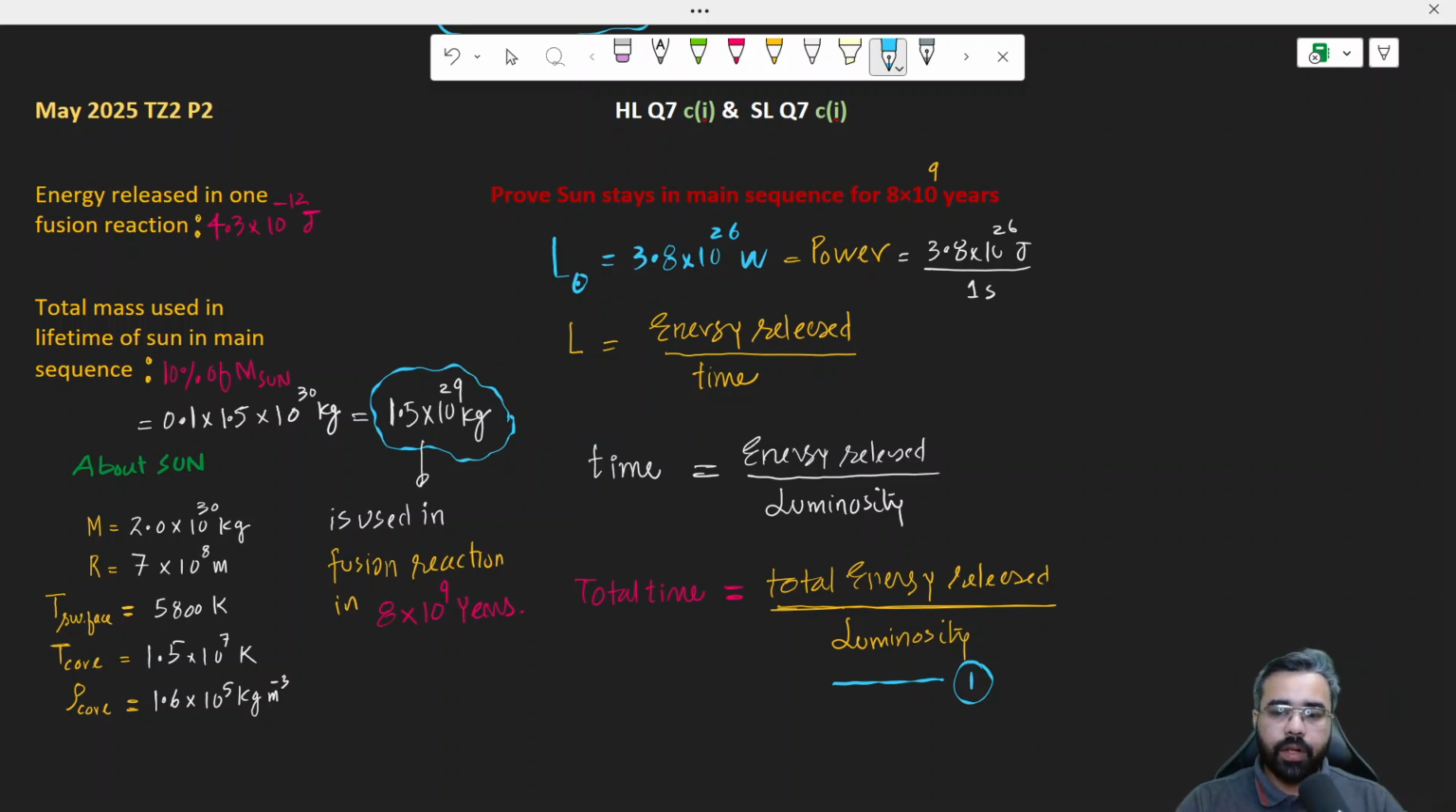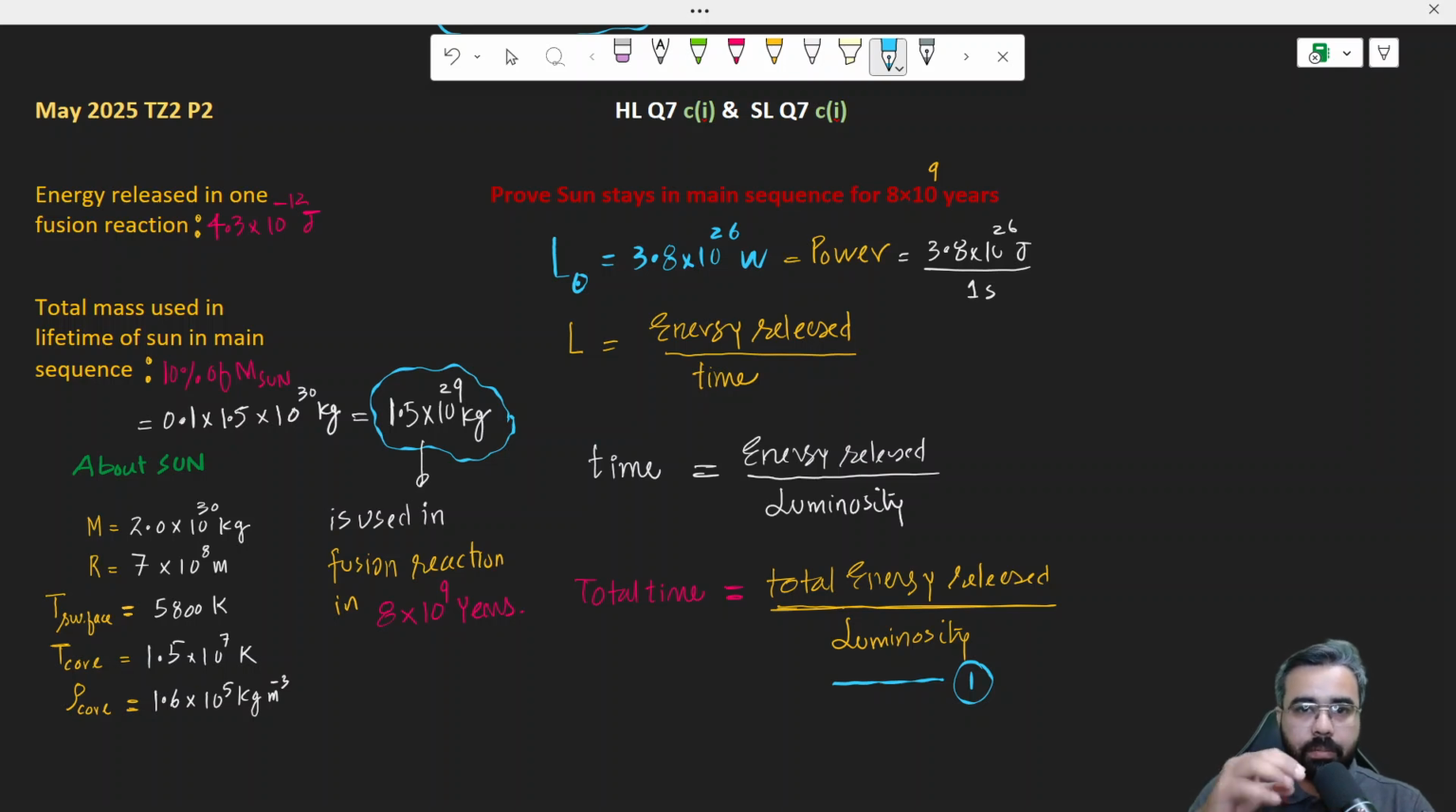Okay, if you want to know the total lifetime, you need to find out the total energy released. Okay, point number one. Point number two, if you want to know total energy released, you need to know how many reactions were carried out during this 8 multiplied by 10 power 9 years. Okay, so number of reactions.